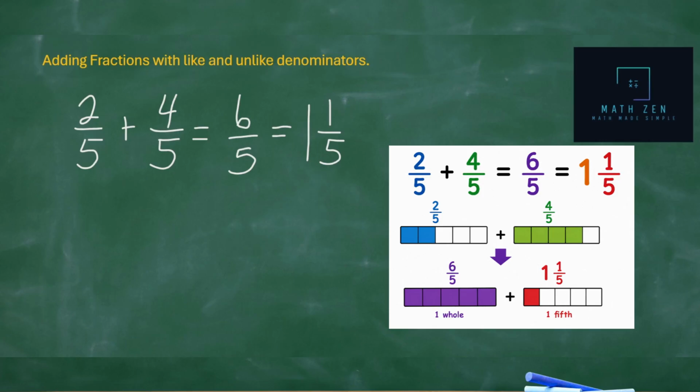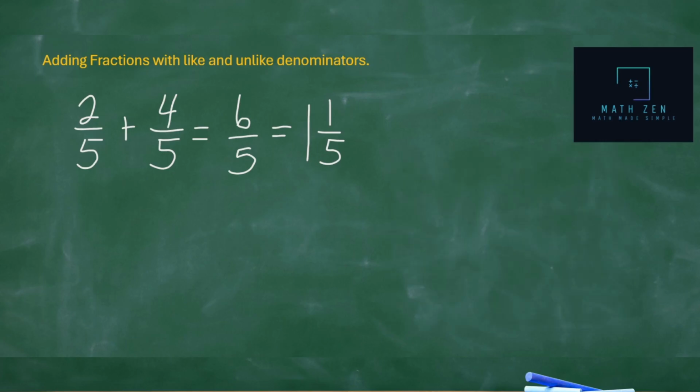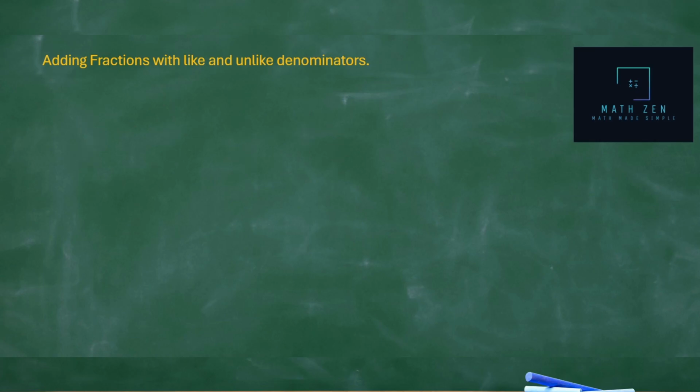Now, let's try one of these together here. So give me a chance to delete all this stuff here and erase it. And we're going to start with a different fraction here. We're going to start with 2/7, and we're going to add that to another different fraction of 4/7.